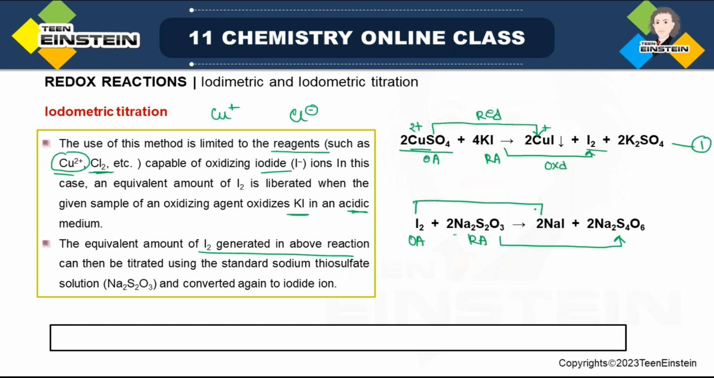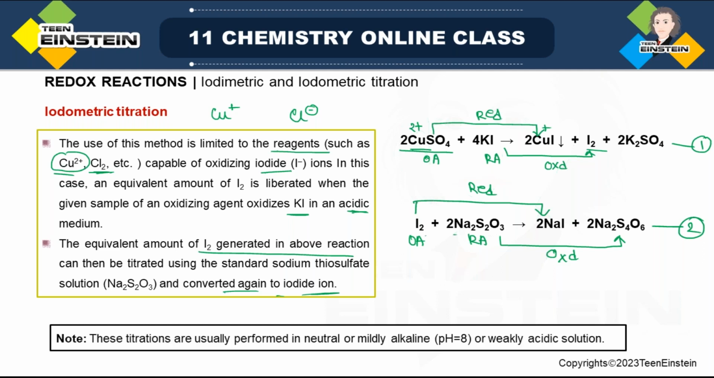So this part is basically reduction and this part is basically oxidation. So Na2S2O3 is the reducing agent. It is a standard solution we are using. That means we know its concentration and it is again converted to iodide. Now in the second reaction you can use the starch indicator, because once all the free iodine is consumed, the blue color will vanish, which indicates the end point. Fine. This is the second equation.